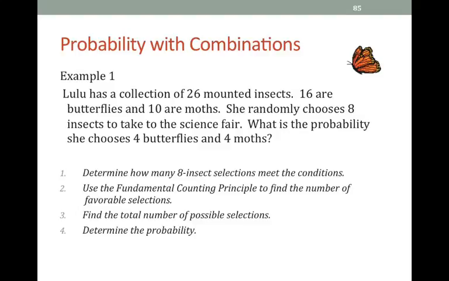Okay, so the first thing we do is look at the 8 insect selections, and figure out what are the conditions that we want to meet, meaning we want 4 from the butterfly group and 4 from the moth group. And then once we get those possibilities, we'll use the counting principle to find the total number of favorable selections. Then we figure out all the possible combinations of 8 insects you could draw from a group total of 26. And then once we have the favorable divided by all possible, we can get our probability.